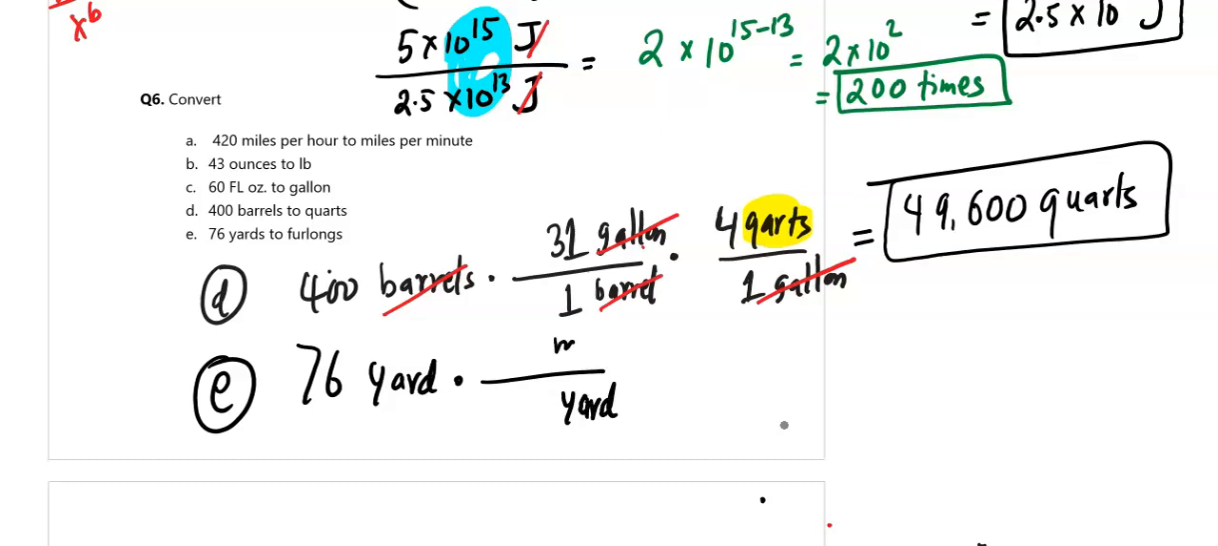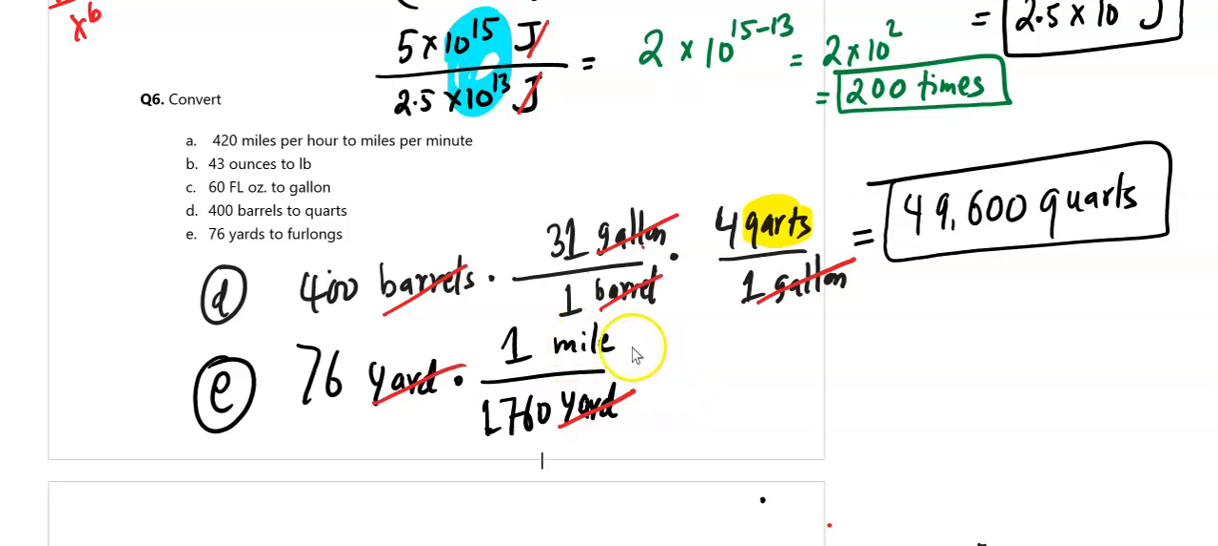I'm going to put miles in the top because I cannot change yards directly to furlongs. I have to change first to miles. So 76 yards, how many miles? 1 mile equals how many yards? 1760 yards. Now notice that this yard cancels.